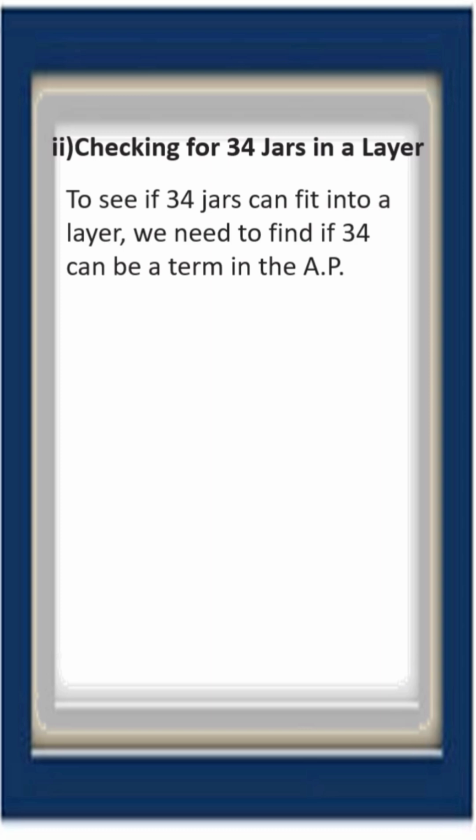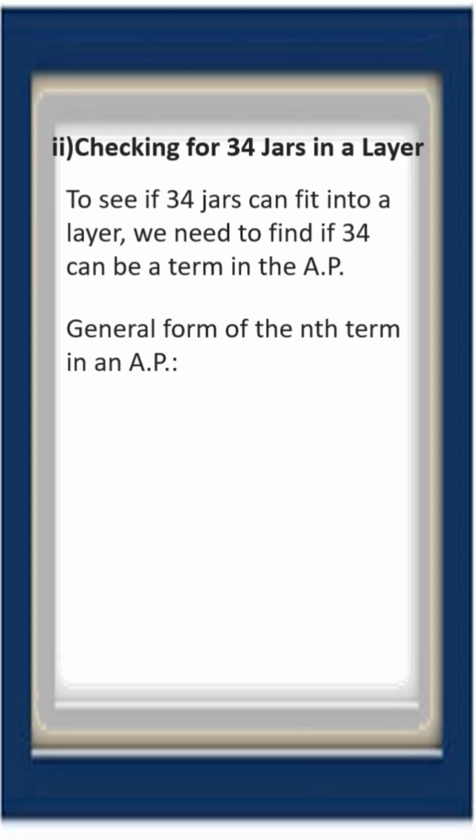The next question, checking for 34 jars in a layer. For that, an is equal to a plus n minus 1 into d. That is the general term of the progression. We have to use that formula. To see if 34 jars can fit into a layer, we need to find if 34 can be a term in the AP. For that, you have to use the general form of the nth term of an AP, which is an is equal to a plus n minus 1 into d.